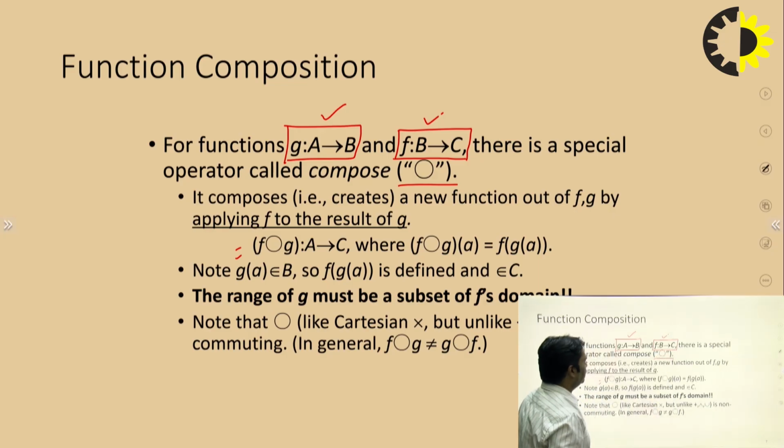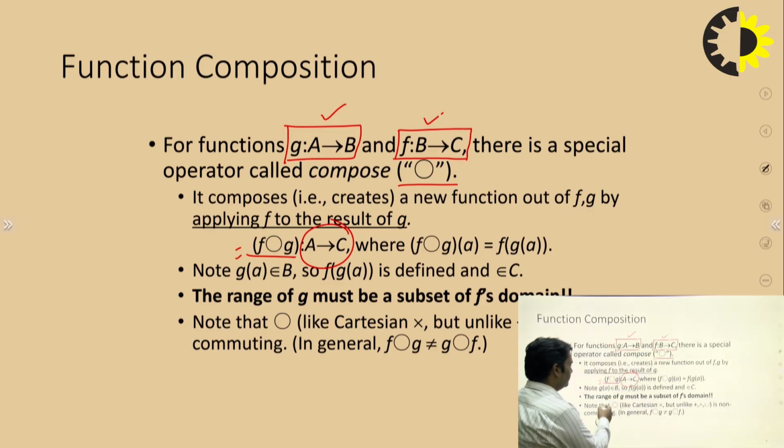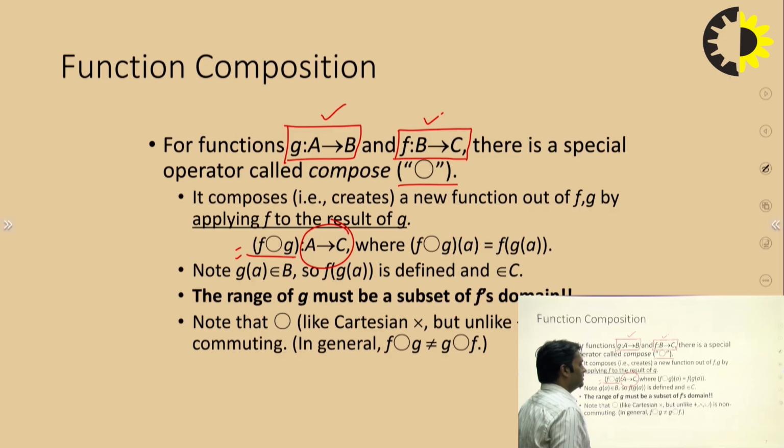If we find the composition of f of g, then it gives the result, the relation A to C. In g, the relation is given from A to B, and in f, the relation is B to C. When we find out the composition of functions f and g, this gives the result of A to C.